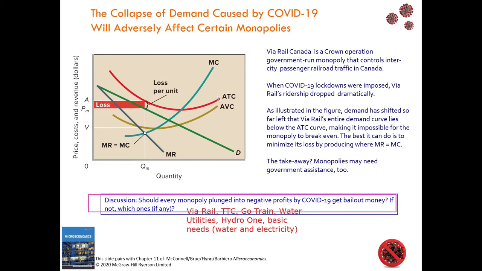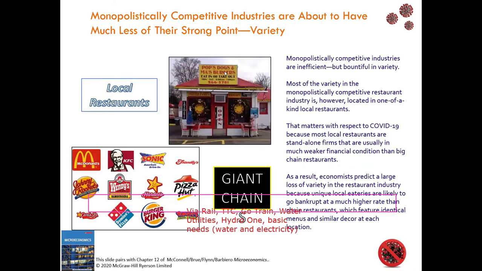So then here, monopolistic and competitive industries are inefficient but bountiful in variety. So a lot of local eateries are going bankrupt rather than chain restaurants because of the COVID-19 pandemic. Because they were just not making any profits during the pandemic. So they had to go bankrupt. So a lot of local non-chain restaurants.